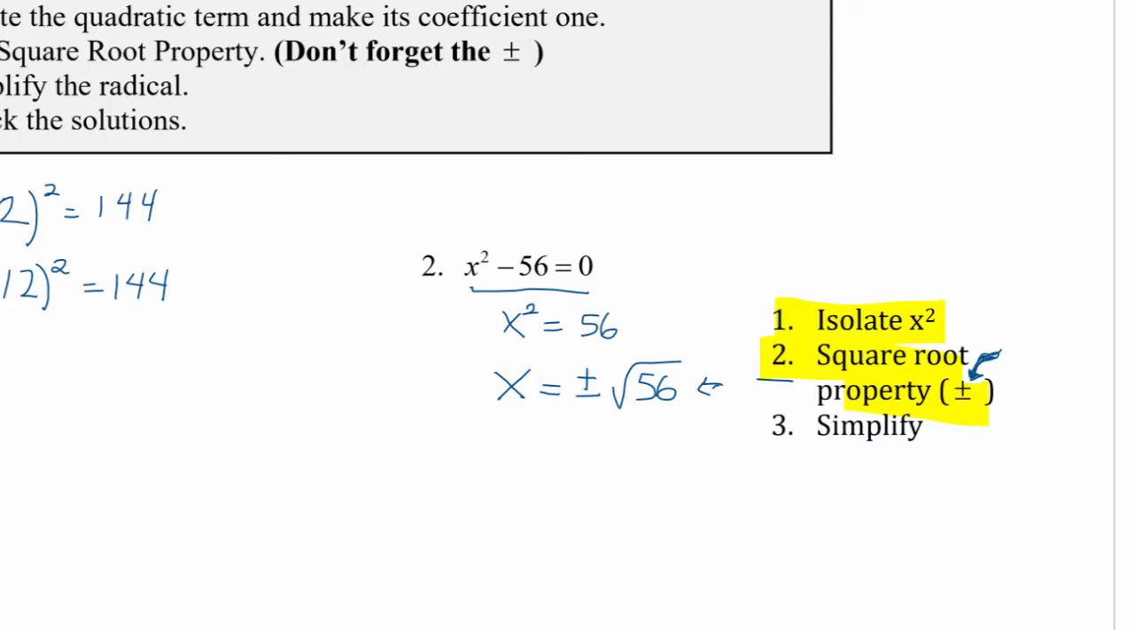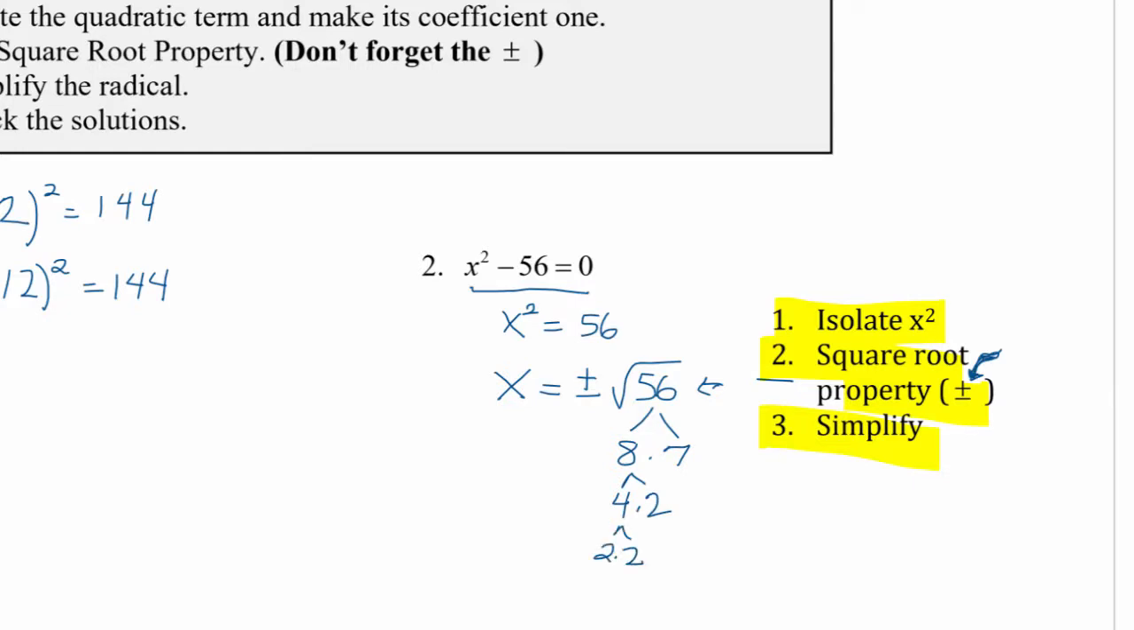Now, step number 3 is that you want to simplify, and of course, that's where I'm reminding you that we need to look at this radicand 56 and see if we have any perfect squares in there. And so we need to do a little factor tree, right? You probably remember 8 times 7 for 56. And then 8 is 4 times 2. And then 4 is 2 times 2.